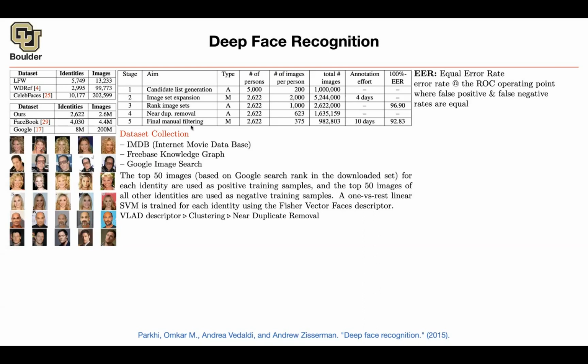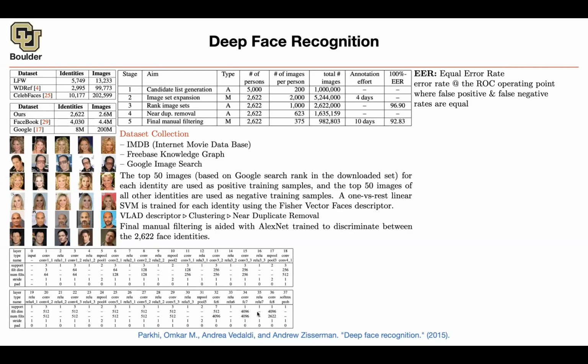Even this final manual filtering is not totally manual. You're going to use an AlexNet architecture, which is trained to discriminate between these many faces, or these many classes. This is the actual architecture. And then the way that you're going to do it is you show those images, you end up with some scores, and then you keep the highest scoring ones out of 623. You're going to keep 375. This is the final manual filtering, and this is going to give you clean data.